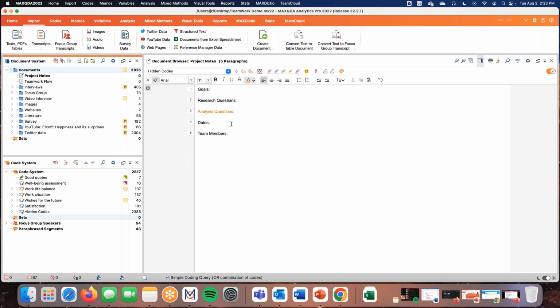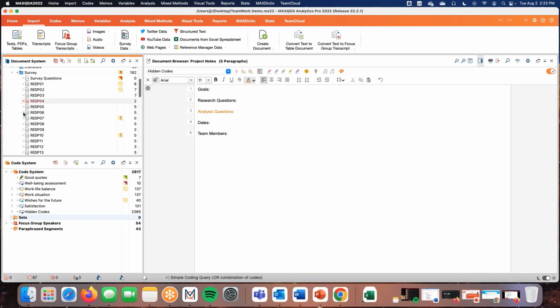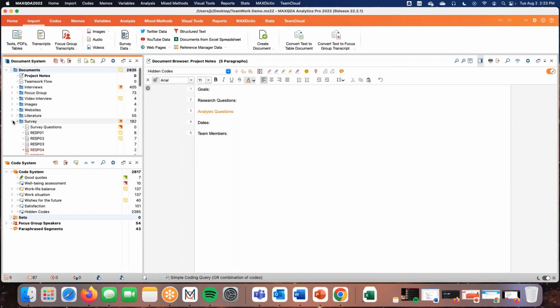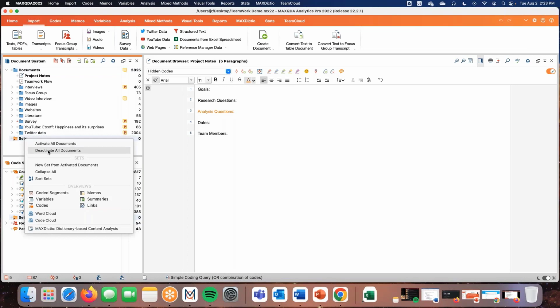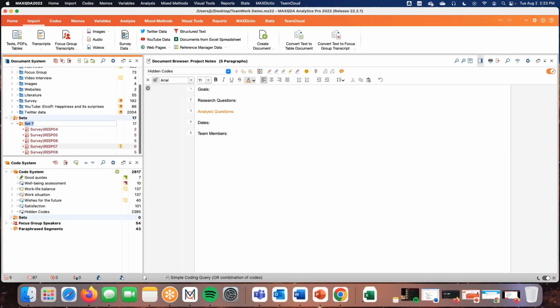So that's one piece in terms of organization and project management, keeping everyone on the same page. Another really important piece is the creation of document sets. So to do that, let me just go ahead and activate a handful of these survey documents. Okay, I'll just activate 5 of them here, and then we'll go ahead and create a new set from these.